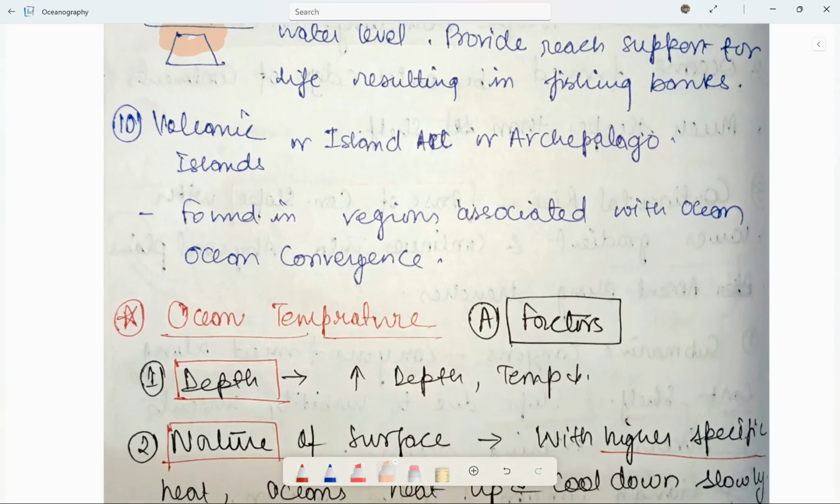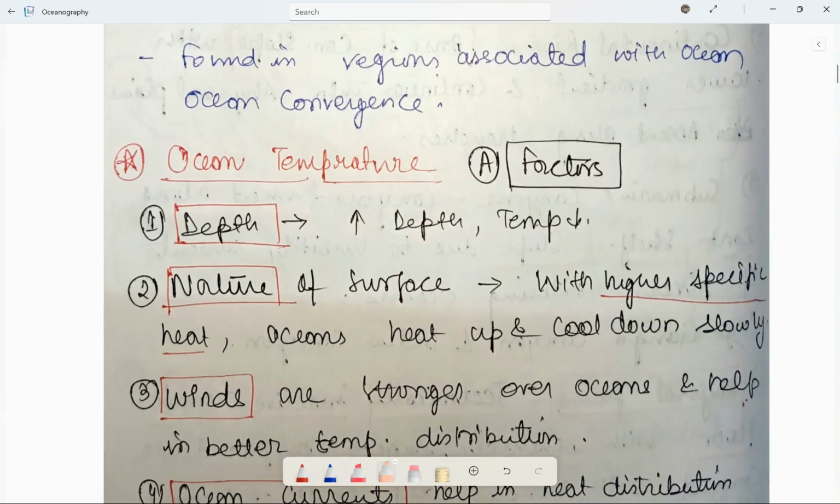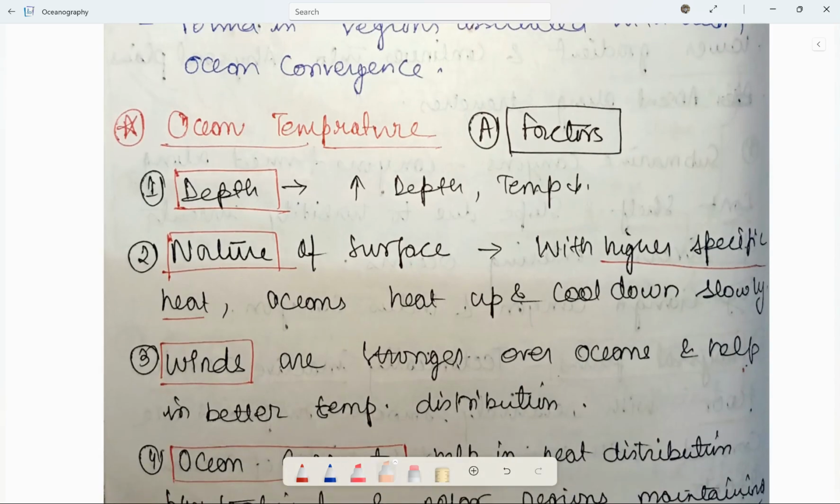Next come volcanic islands, or archipelagos, which again are related to the mid-oceanic ridges, and are found in regions associated with ocean convergence. Now we come to ocean temperature. The ocean also has a temperature; it is warm, and it is cold at some points.